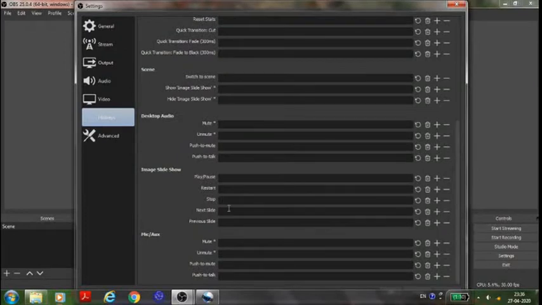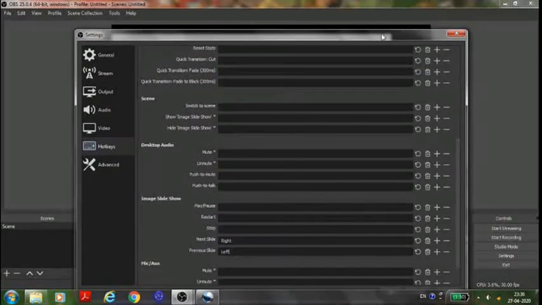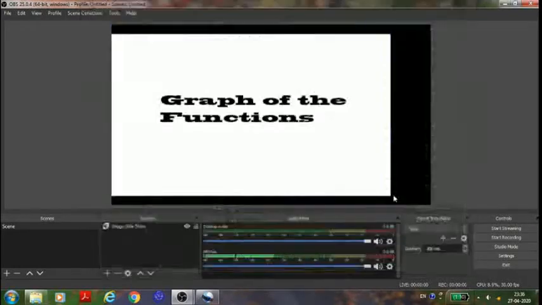So here in image slideshow, I'll go to the next slide by pressing the right key on the keyboard, and the left key for the previous slide. Okay, now I'll start this presentation using this image slideshow. This is basically about the graph of the function.